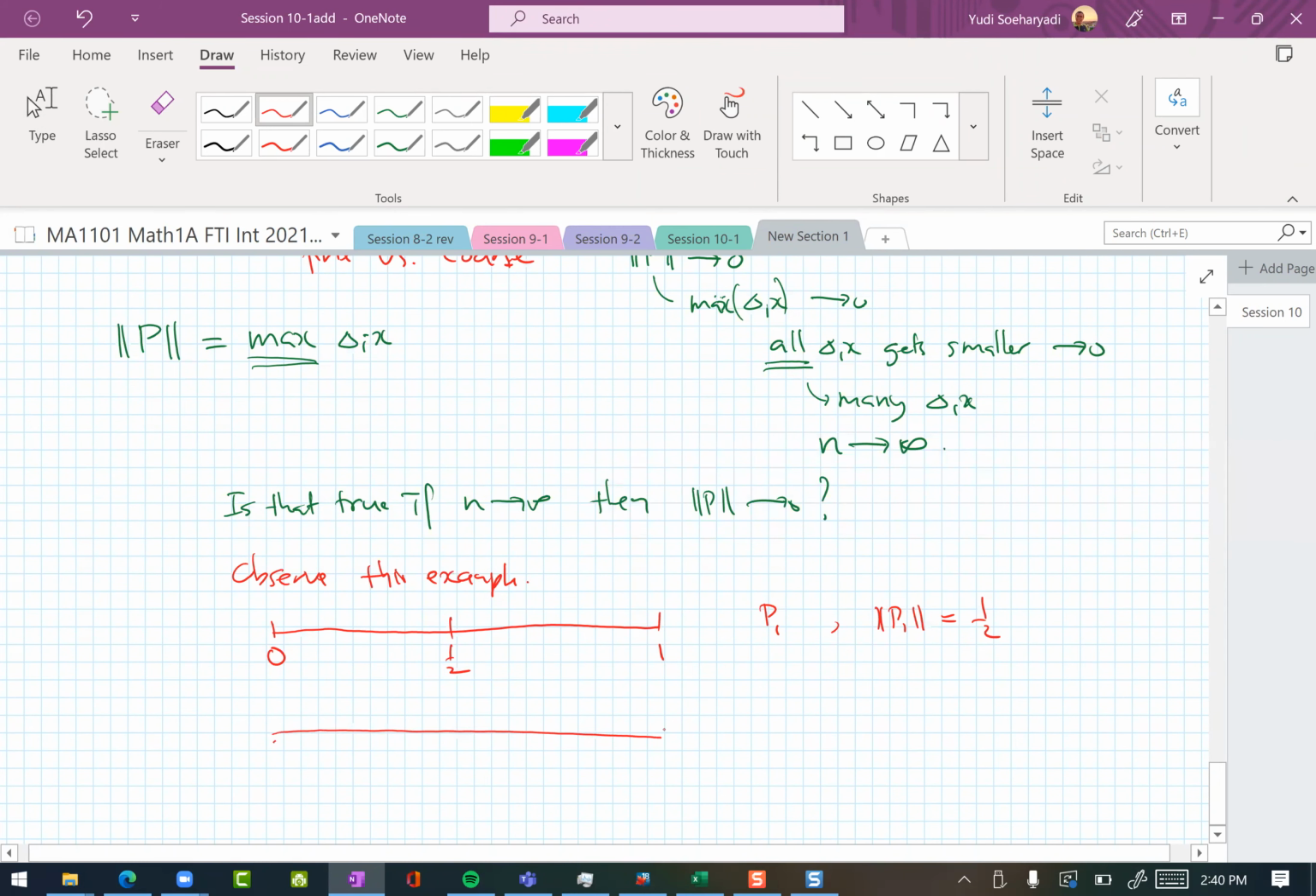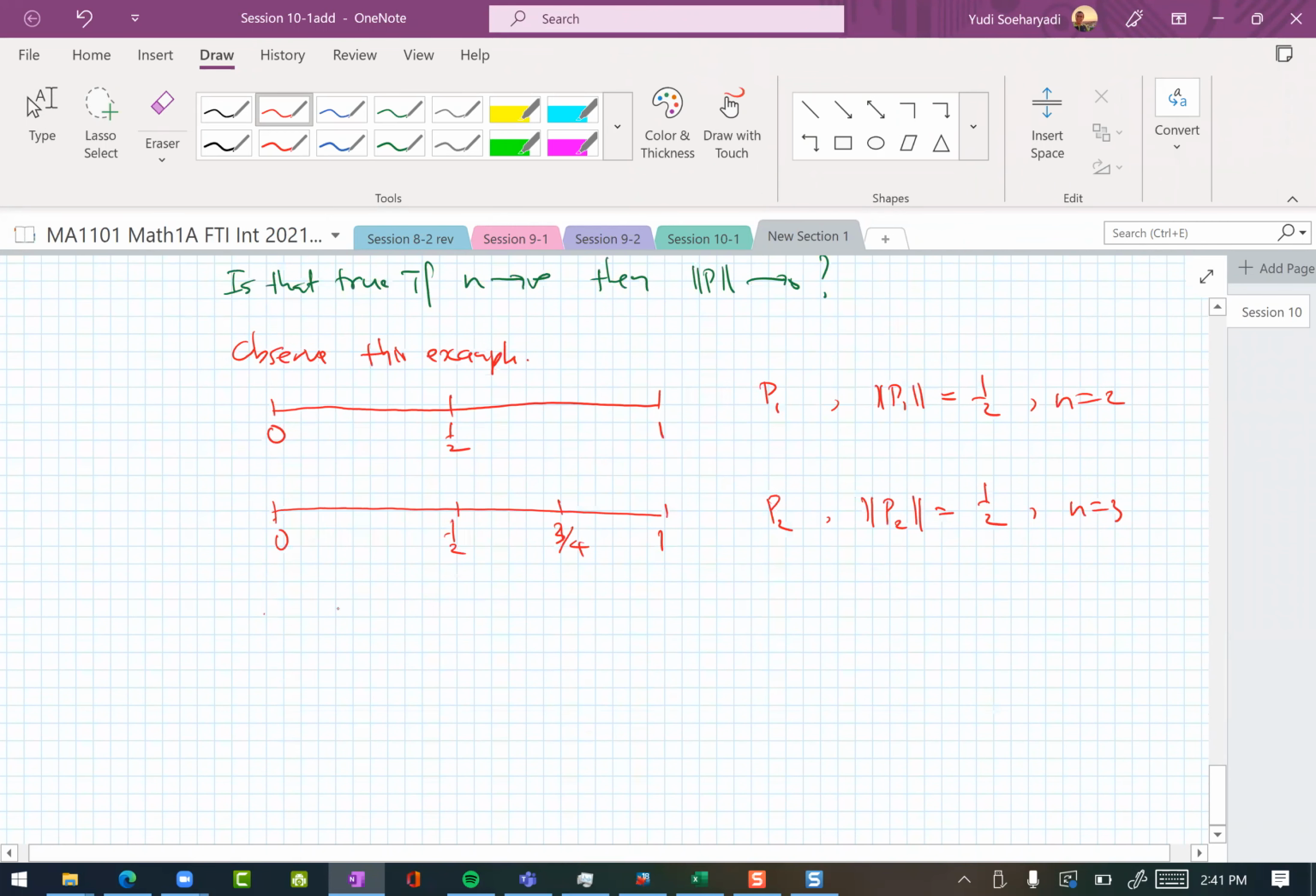In the second partitions, we divide this into two parts. So say this is P2. And the norm of P2 is, let's see, this is still 1/2. And here is 2 and 3. Okay. And then the next one should be, say, this one.